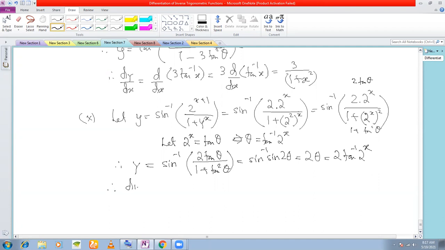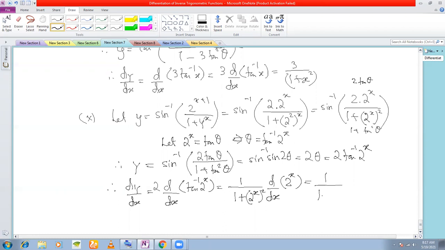So therefore, what is dy dx? It is 2 d dx of tan inverse 2 to the power of x. So how will I differentiate this? First I'll differentiate tan inverse, so 1 by 1 plus x square, into the d dx of 2 to the power of x. So this becomes 1 by 1 plus 2 to the power of 2x. Yes, you can write this as 4 to the power of x, but before that, write this as 2 square to the power of x. Just interchange the powers.